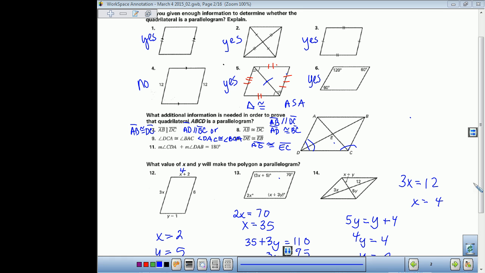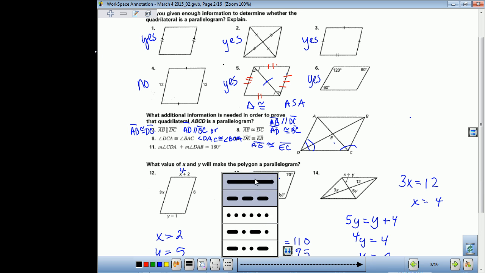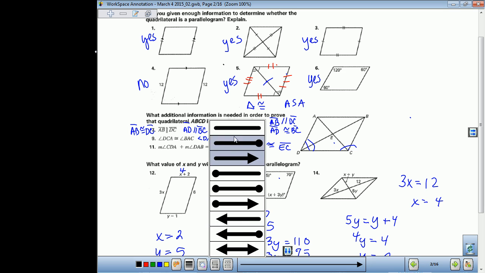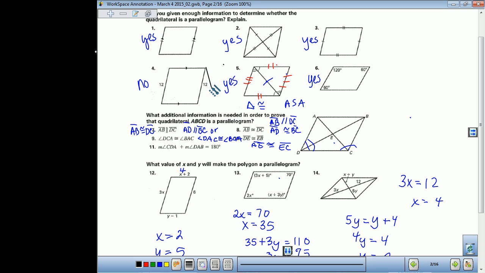Number 4 is no. And the reason it is no is if I can draw a different figure with the same information, that tells us it doesn't have to be a parallelogram. It looks like a parallelogram, but what would happen if I swung this one this way? But it says that the two top ones are both equal. No, they're parallel. It says they're parallel.